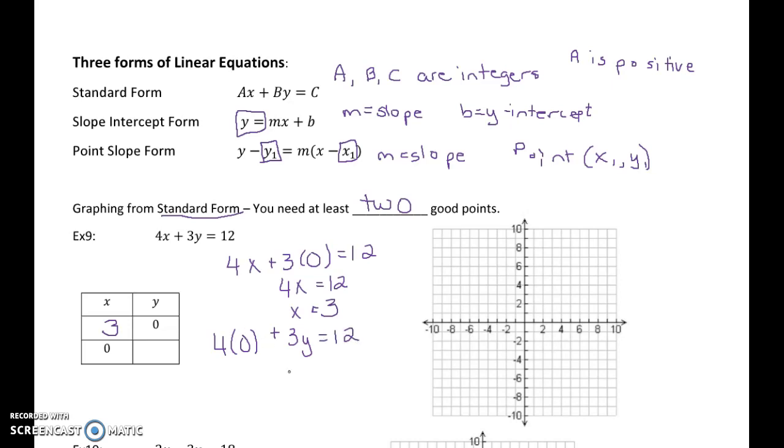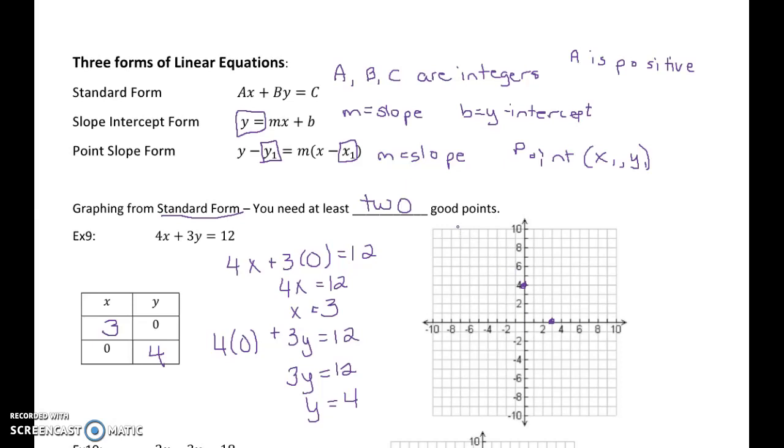Which that's just going to be 0, so you really have 3y equals 12, and easily divide to get y equals 4. Again, you can really just cover up the x term. You'll see 3y equals 12, divide both sides by 3 to get 4. Quick and easy if these numbers divide nicely. Those will be your 2 good points. So we're going to plot 3, 0 on the graph and 0, 4 on the graph.